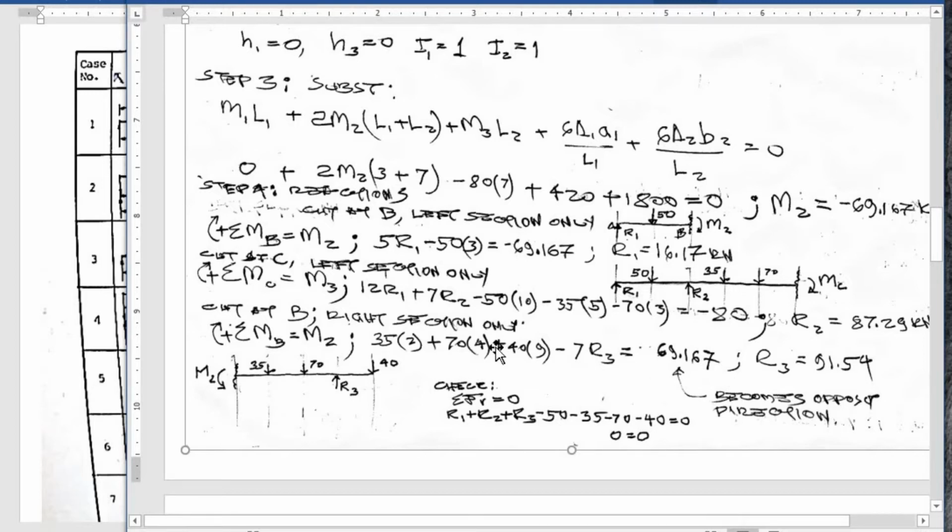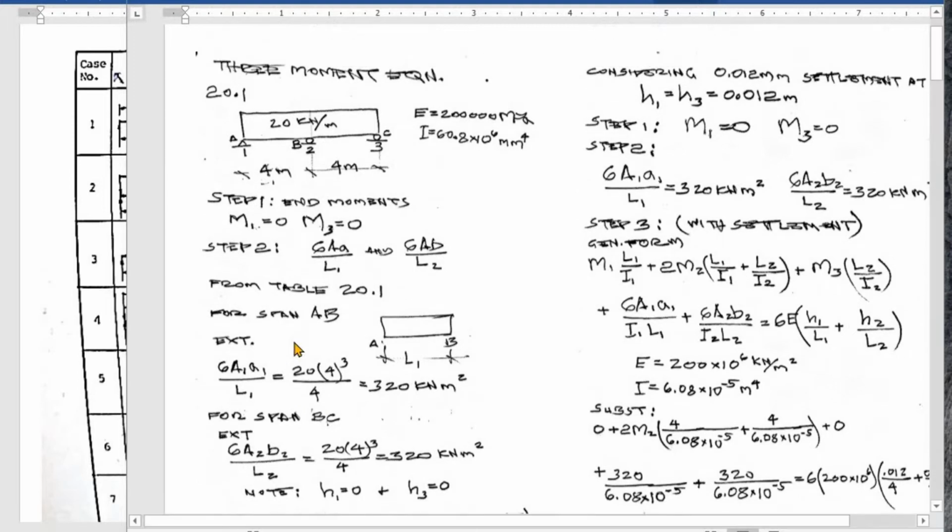So, from there, masosolve mo ngayon si reaction 3 and then you check. Summation forces vertical equal to 0. So, reactions pataas tapos yung loads pababa. 0 is equal to 0.